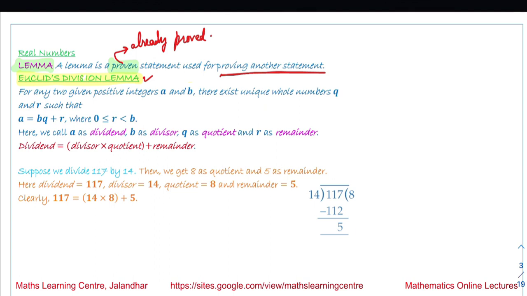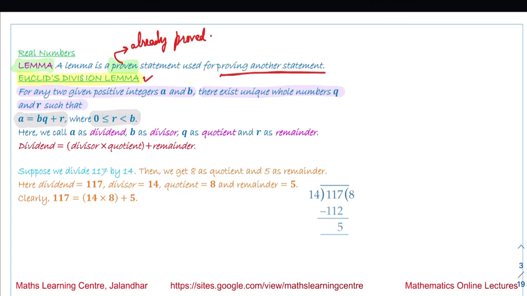So what the division lemma is saying is that for any two given positive integers a and b, there exist unique whole numbers q and r such that a is equal to bq plus r, where r lies between 0 and b, or we are saying r is greater than or equal to 0 and r is less than b.